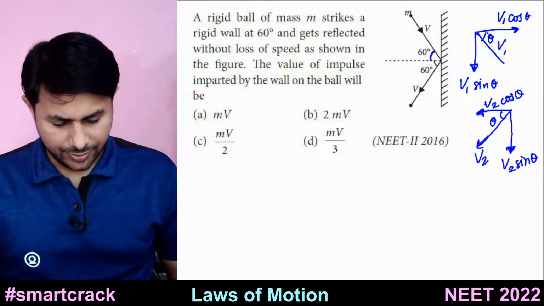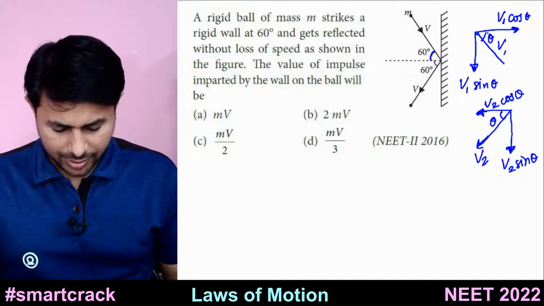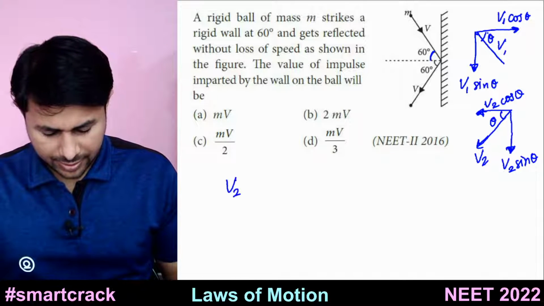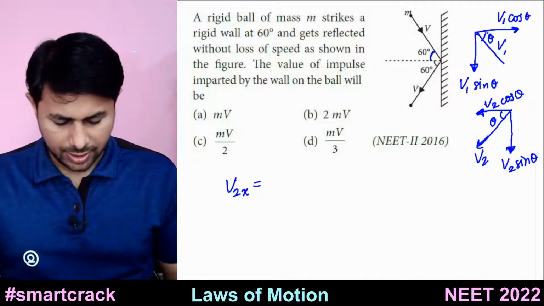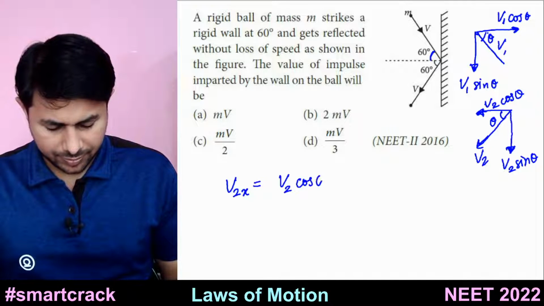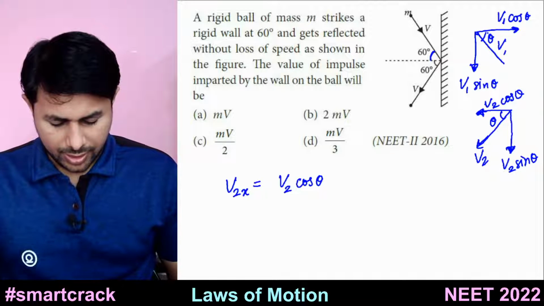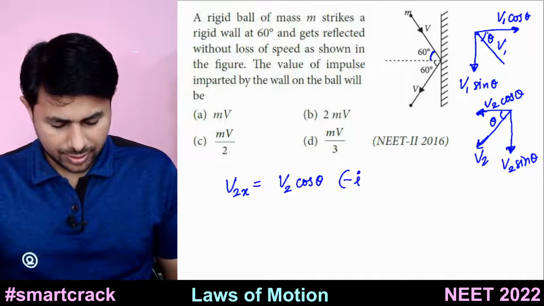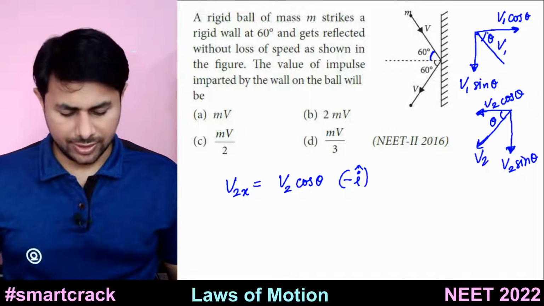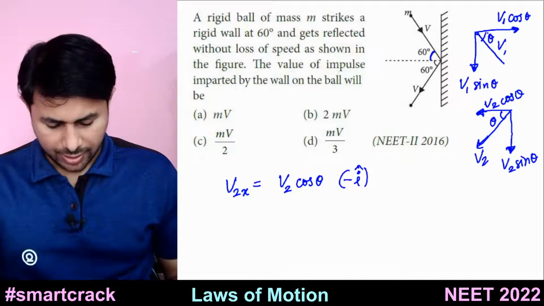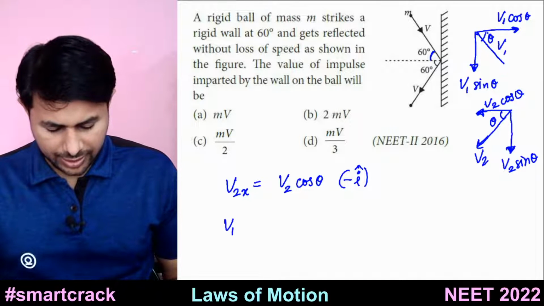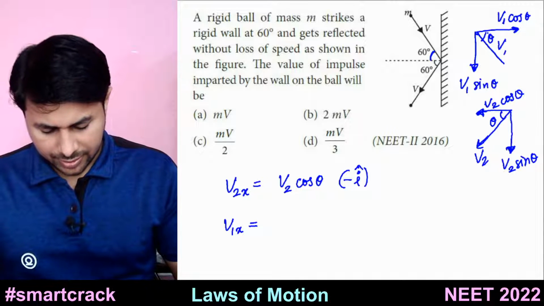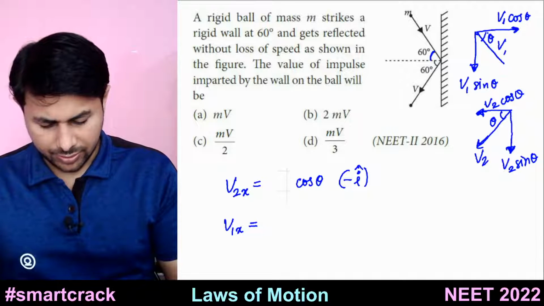Okay, so let's call it v2x, which is v2 cos theta. If we consider this to be along the negative x-axis, I'm putting minus i cap. And v1x is v1 cos theta, or I will just write v cos theta because v1 is equal to v2.